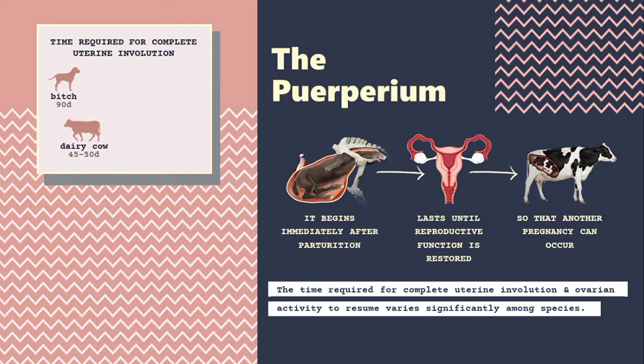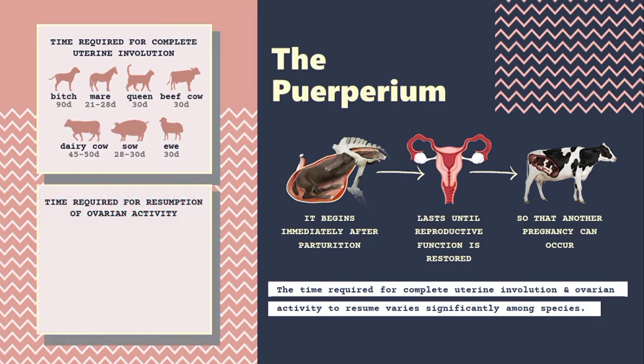On the other end of the spectrum, the mare requires the shortest time for complete uterine involution, which is only 21 to 28 days, followed by the sow, which requires 28 to 30 days. The queen, beef cow, and ewe, on the other hand, require 30 days to completely undergo uterine involution.